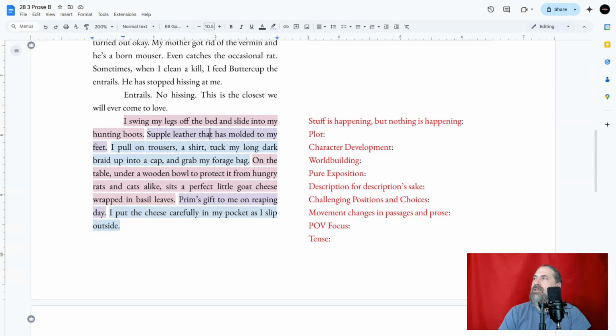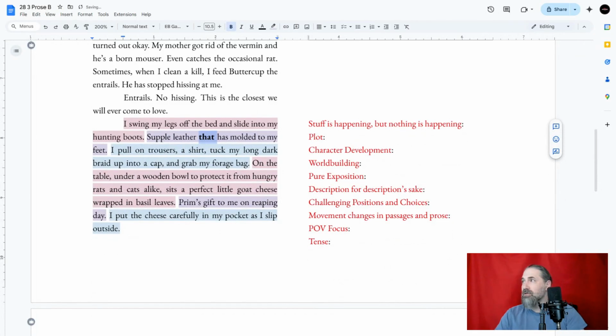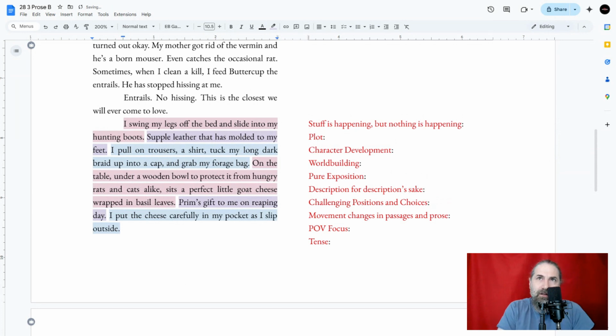Supple leather that has molded to my feet. Okay. Now, a lot of times people say, oh, you shouldn't use that, you should get rid of that. But if we look at that, it is not so much that you use the word, it's how you use the word. Because if you took this, supple leather has molded to my feet is immediate. That has molded to my feet means that it has happened over time. And that is the big difference.